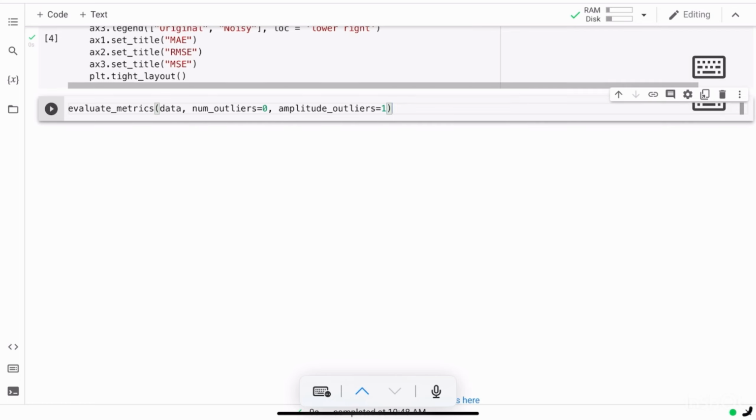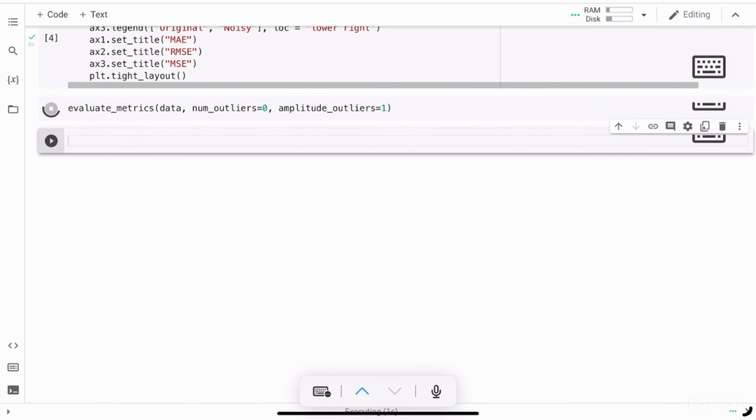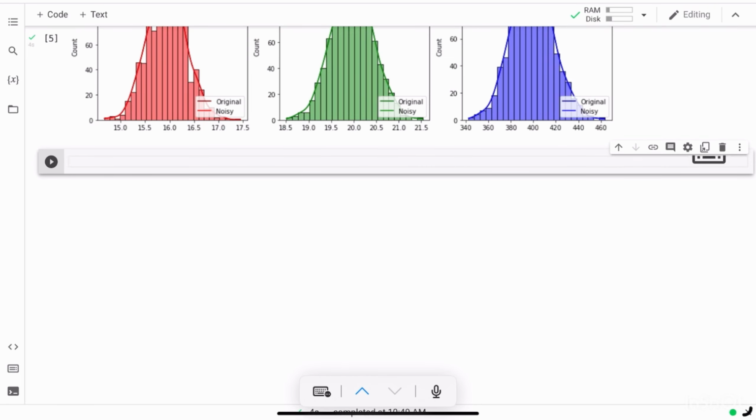So what I am doing in the code, whatever number I am giving here for amplitude outliers, I am multiplying with the original dataset. So that means I am shifting the original dataset by this much amount. So this is happening on the original dataset. There are no outliers being added here.